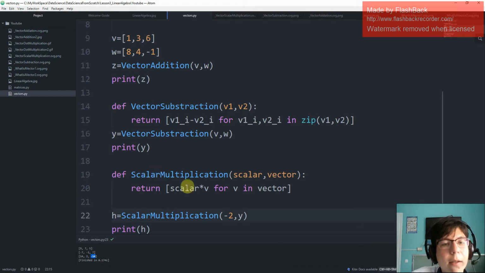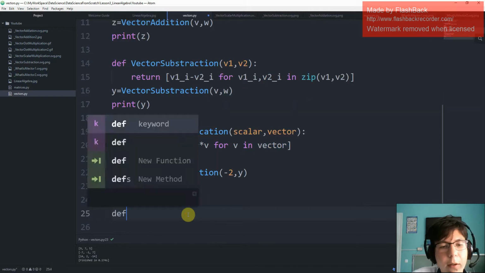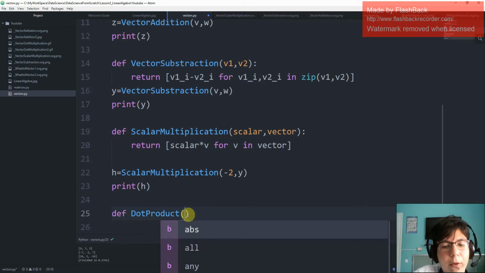Now we will move on to the next operation, which is called the dot product. So the dot product is a little bit more complicated, but you can still understand it. Don't worry, it is not that difficult, but it is a little bit more difficult than the other operations.